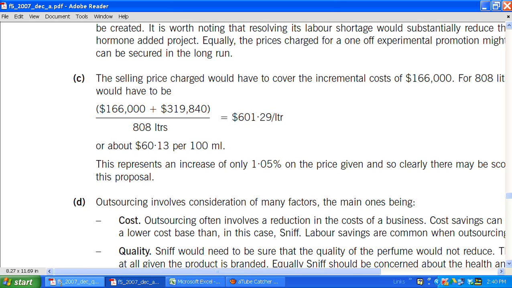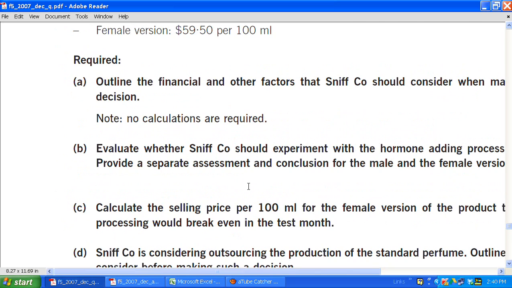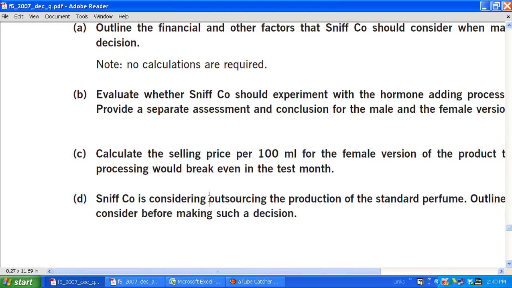Okay, then the next part. We're looking at outsourcing. Basically outsourcing is giving a key production process or procedure within the company to an external party. So in this case they're telling us what we should consider. Here it has to be very logical. If you are outsourcing, what would you consider?